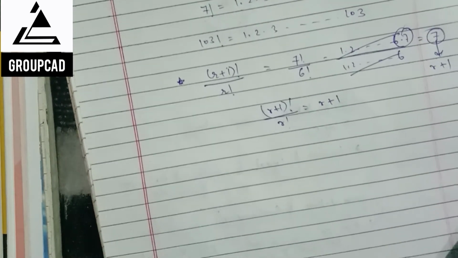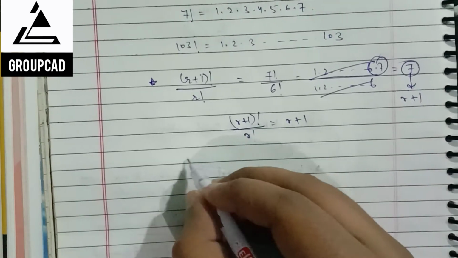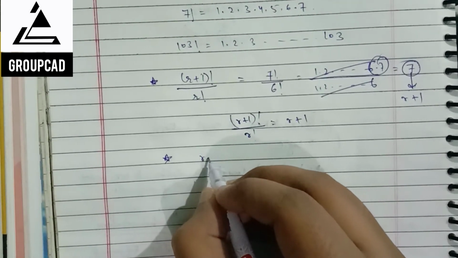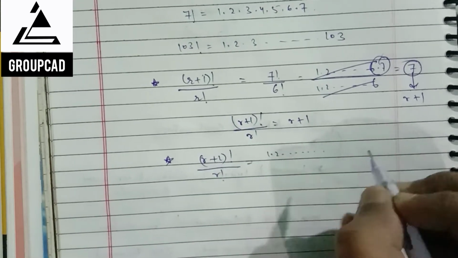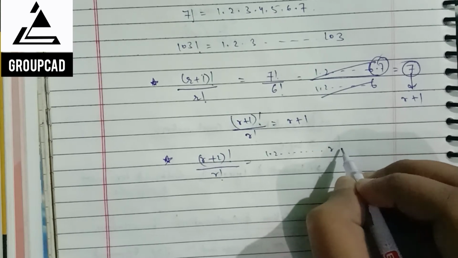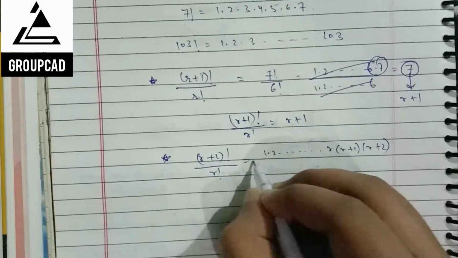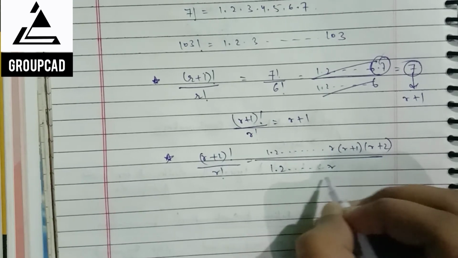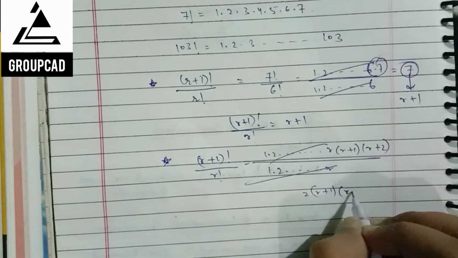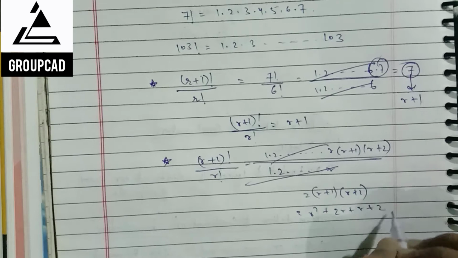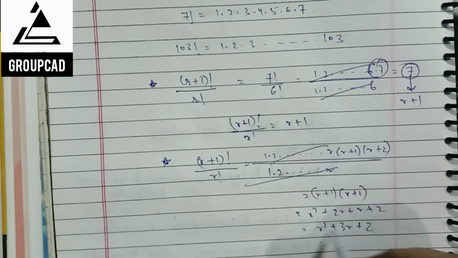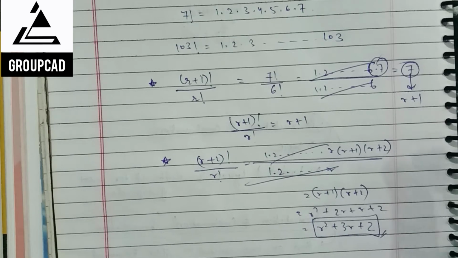Now next, if we divide r plus 2 factorial by r factorial, it will be 1 into 2 into up to r, r plus 1, r plus 2. Now the 1 to r in the numerator and denominator will cancel. So r plus 1 into r plus 2 is r square plus 2r plus r plus 2, which is r square plus 3r plus 2. It is quadratic. You have to remember it. These are all basics.